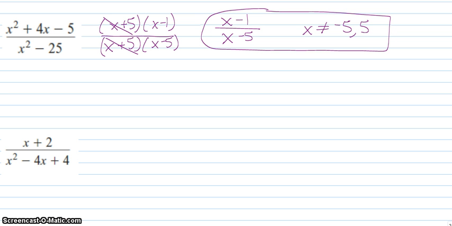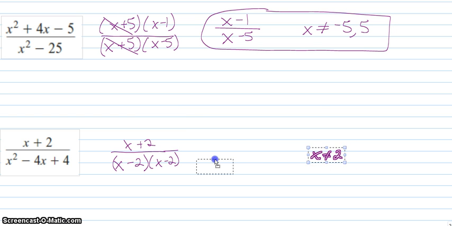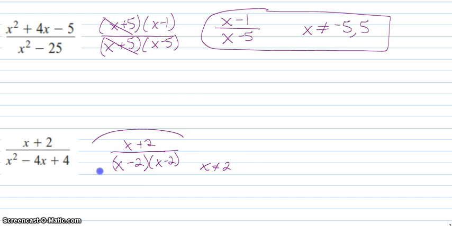Next one, our numerator does not factor, it's just an x plus 2. Denominator, I need a product of 4 and a sum of negative 4. So in order to get that, both my numbers have to be negative to get that positive product. I'm looking, I see x cannot equal 2 because of both of these. And here there actually is nothing common between my numerator and denominator. So both of these two put together get me my answer.